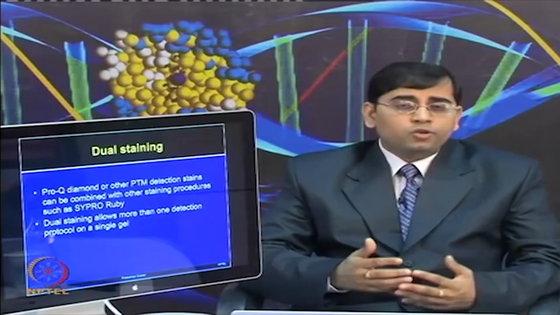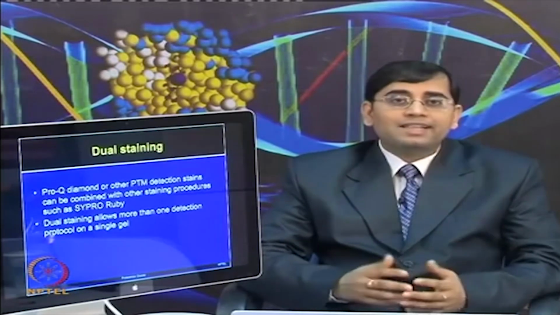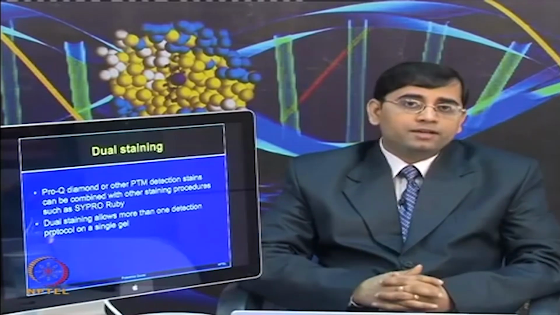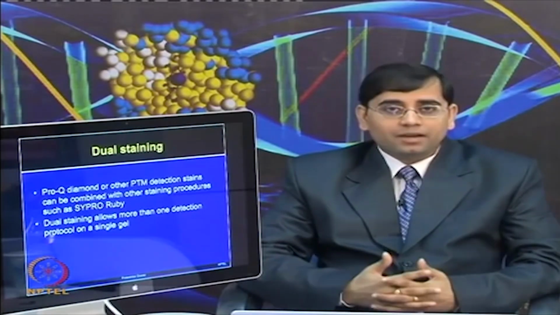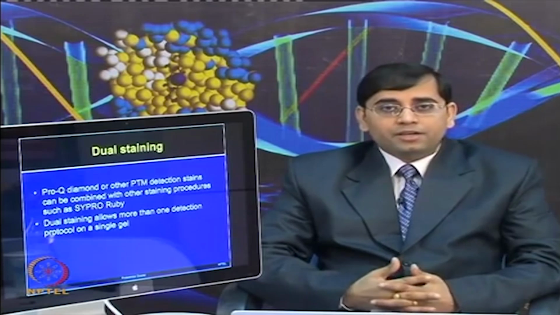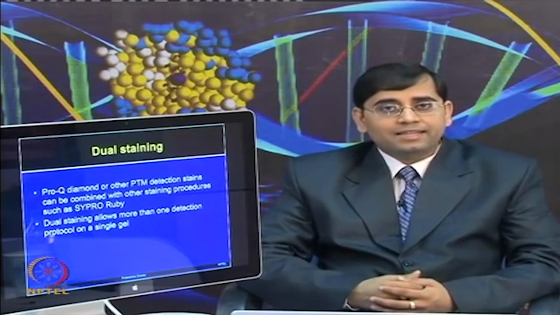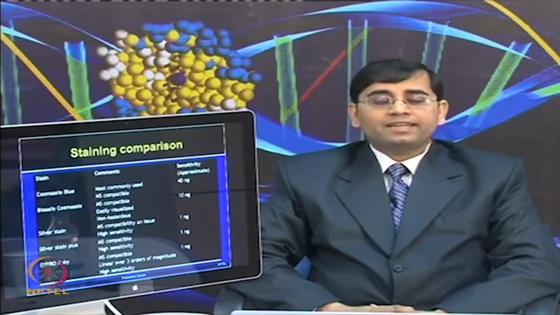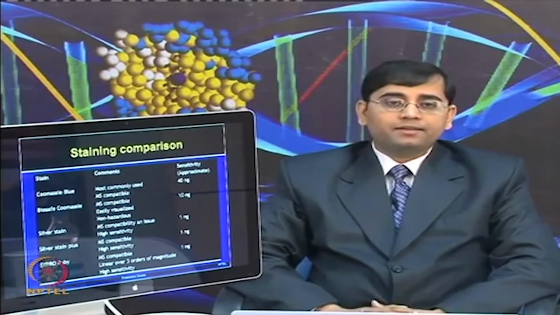So, after all of this staining and detection, now you are ready to scan the image, because now you can see all the protein spots available on the gel in different colors, whether it is blue in Coomassie, brown in silver, pinkish in Sypro, or different types of fluorescence patterns in cyanine dyes and Pro-Q Diamond. So, now let me describe some staining comparisons for the various stains which we discussed, before we move on to the next part on image scanning.